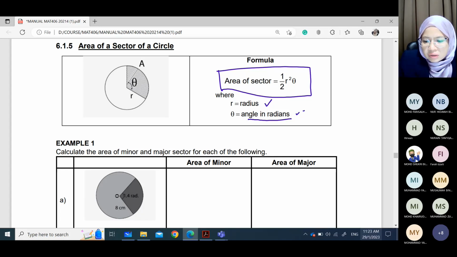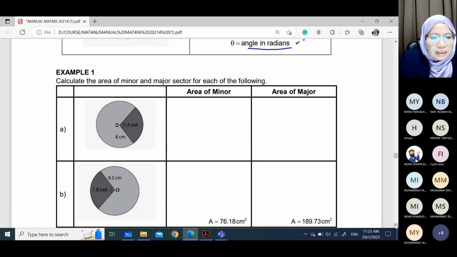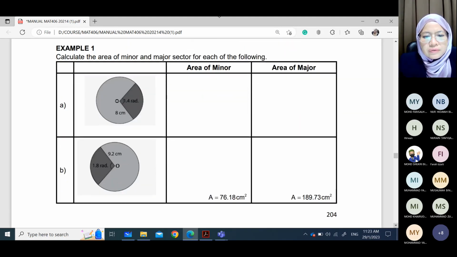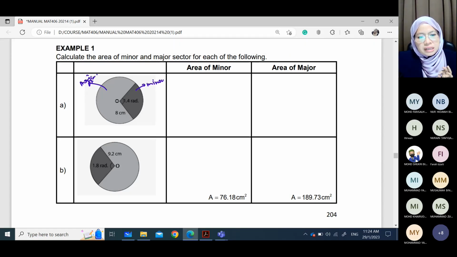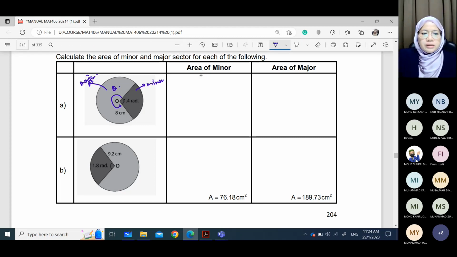Okay, right. So kita tengok example 1. Calculate the area of the minor and major sector for each of the following. So untuk sector ni kita ada dua jenis, satu minor, satu major. So as usual, minor adalah yang kecil lah. Yang ini adalah major. Okay, so dia punya angle pun akan berbeza lah. Kita ada angle for minor sector and angle for major sector. So ini adalah angle for major.